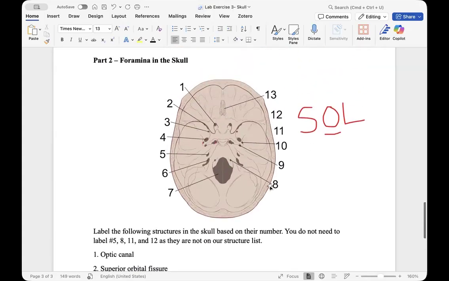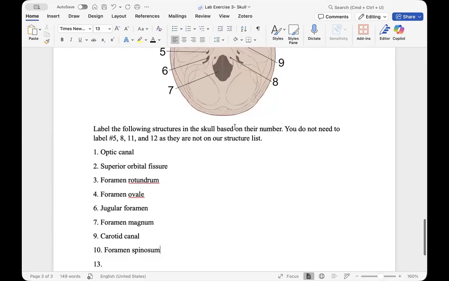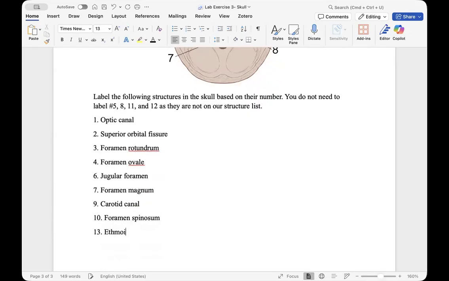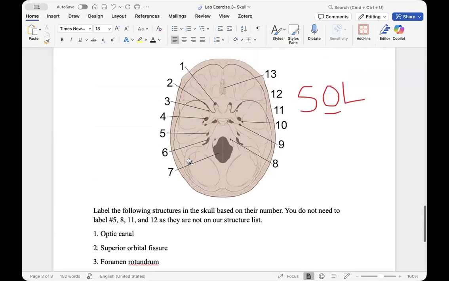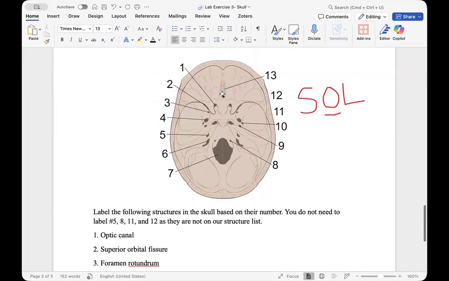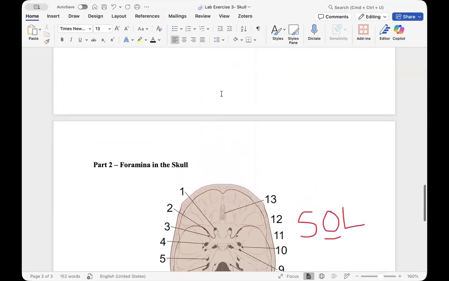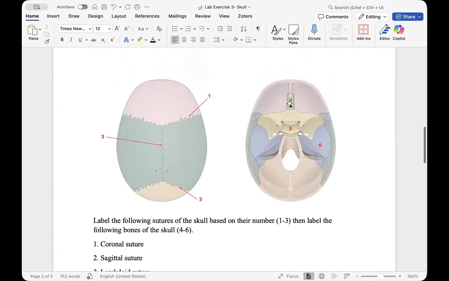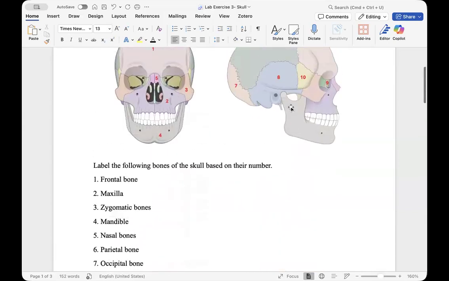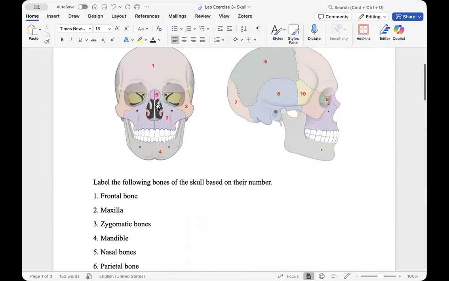Number 11 and 12, we don't have on here. I am not sure what they were trying to point to, or if, when I took the picture, it just had labels that didn't make it over. But then number 13, you could just name this the ethmoid bone. Or we might want to name the specific landmark that it's pointing to. We know this is the ethmoid bone, which sits behind the nose. If we look in the skull here, this light green is the ethmoid bone.